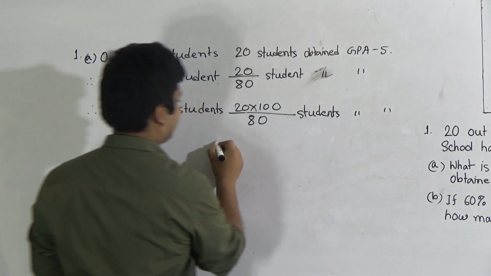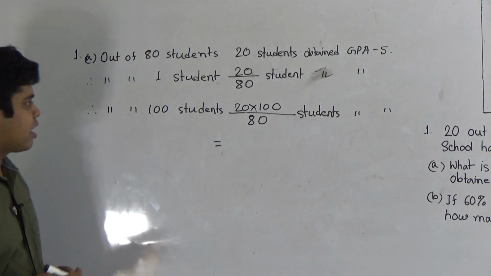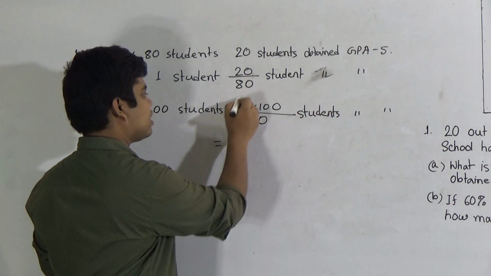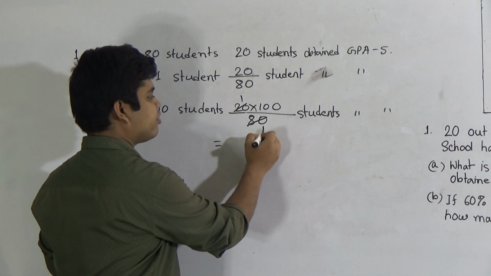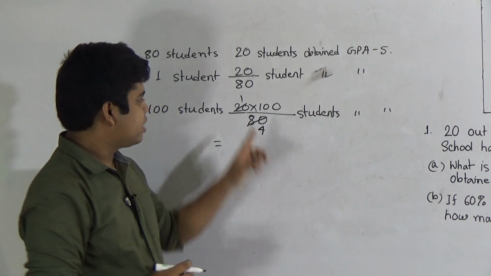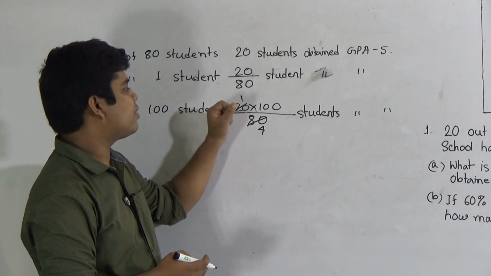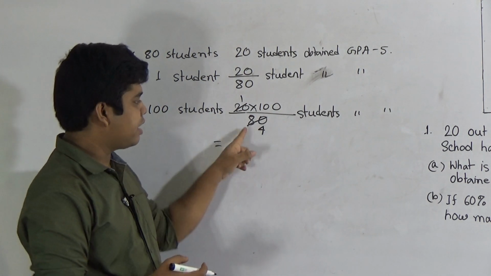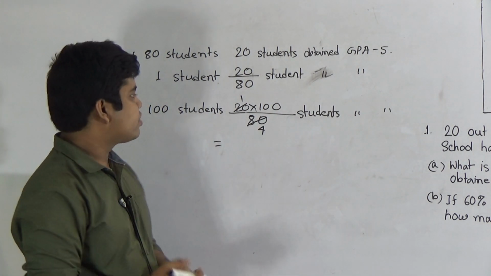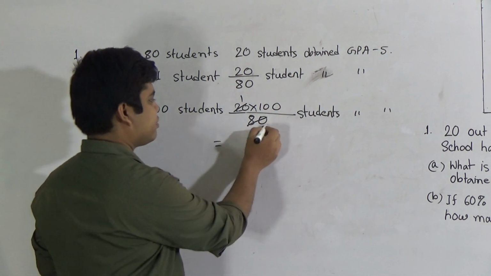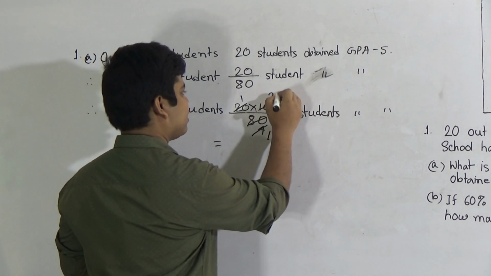obtain GPA 5. Now notice, I cut this number 20 and 80. 20 1s are 20 and 20 4s are 80. I repeat, we cut 20 and 80 by 20. If I divide 20 by 20, then we get 1. If I divide 80 by 20, then I get 4. So now we cut this 100 by 4. 4 1s are 4 and 4 25s are 100.